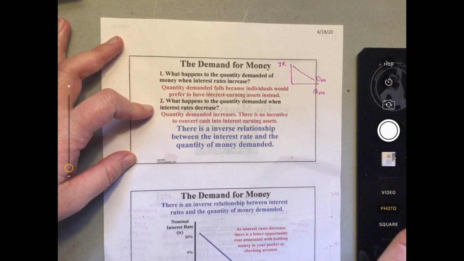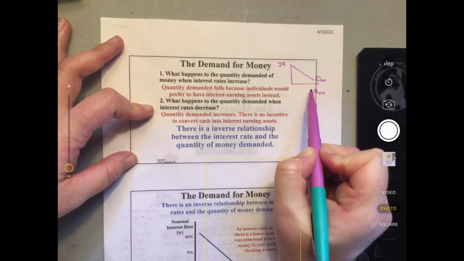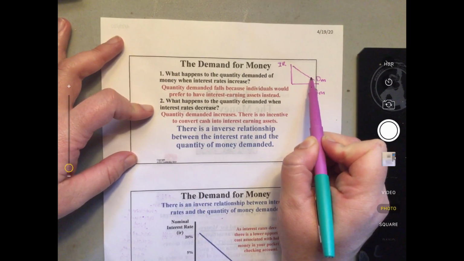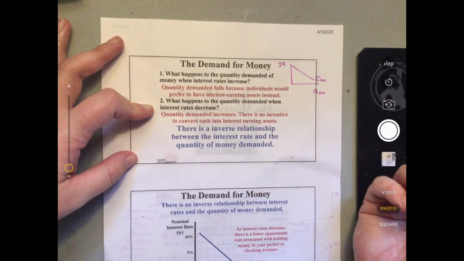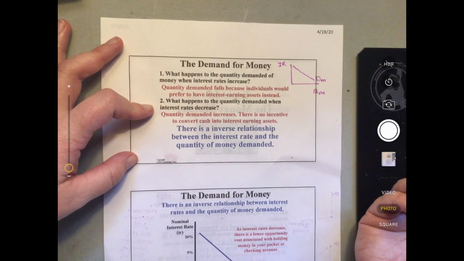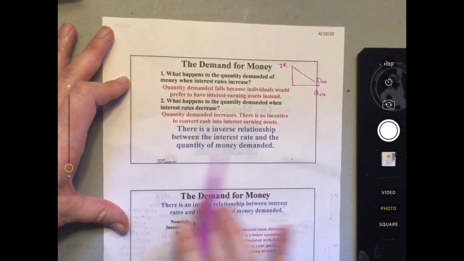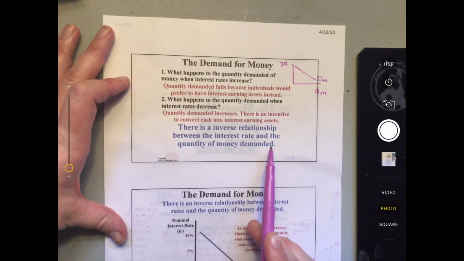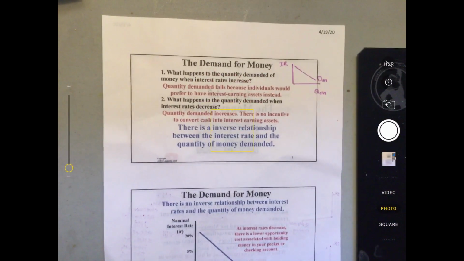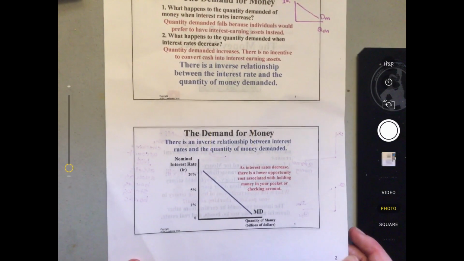What would happen to the quantity demanded when interest rates decrease? When the interest rate is going lower, the quantity of money demanded is higher. That's because it doesn't necessarily make any difference whether they're holding their money as cash or putting it into stocks, bonds, or real estate. So this shows us that there is an inverse relationship between the interest rate and the quantity of money demanded.